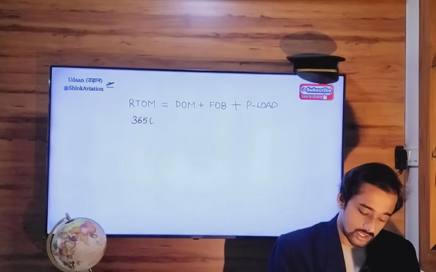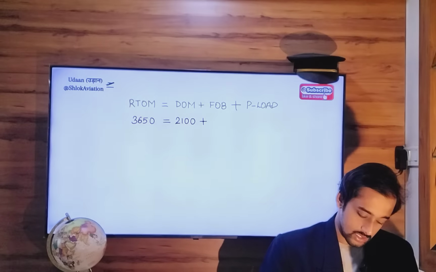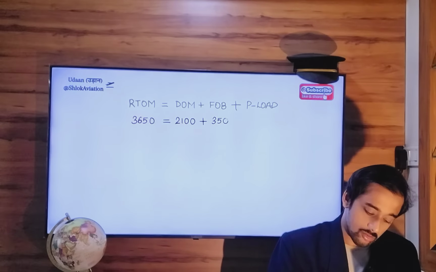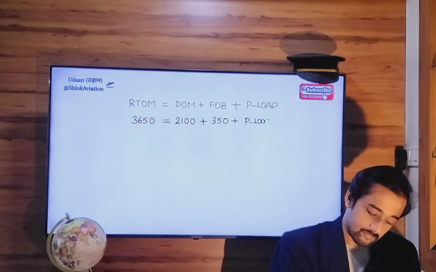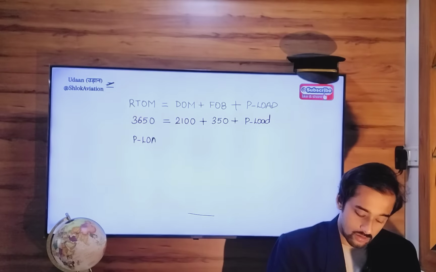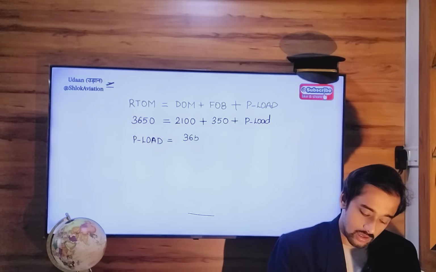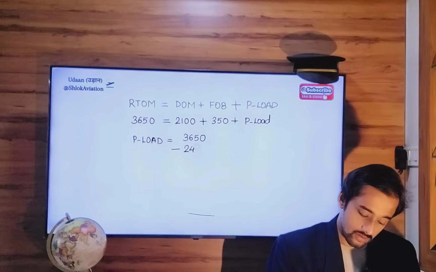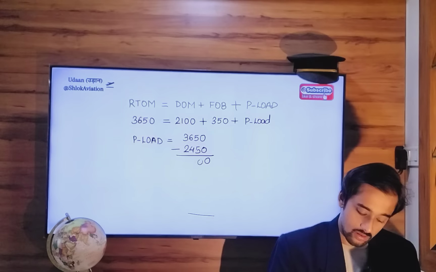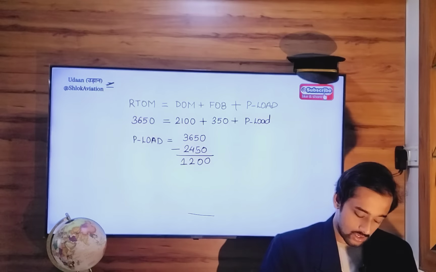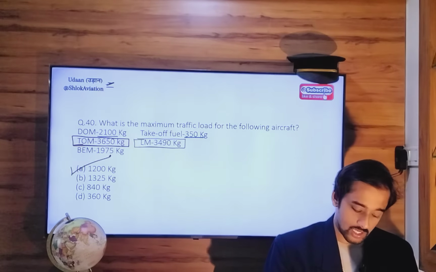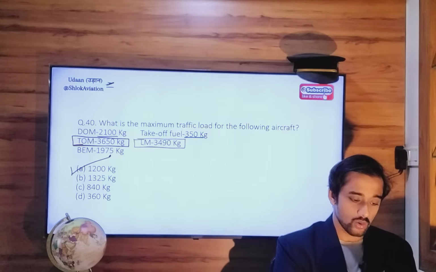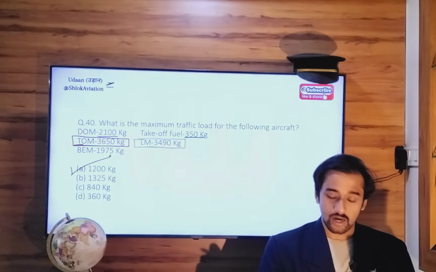3650 equals 2100 plus 350 plus payload. Payload will be equal to 3650 minus 2450. That is equal to 1200. So the correct answer is option A, 1200 kilogram. So this is how you do this sum.